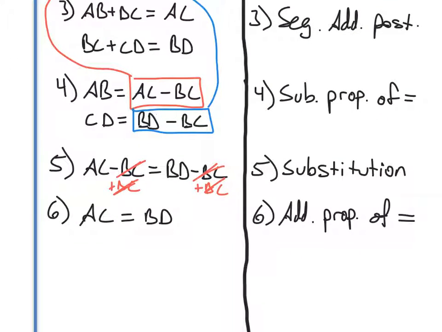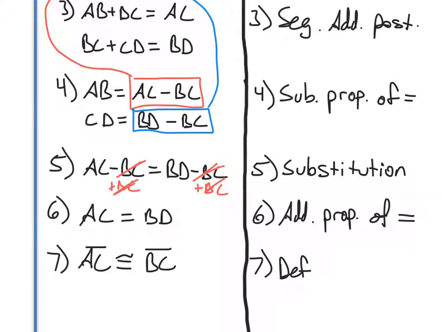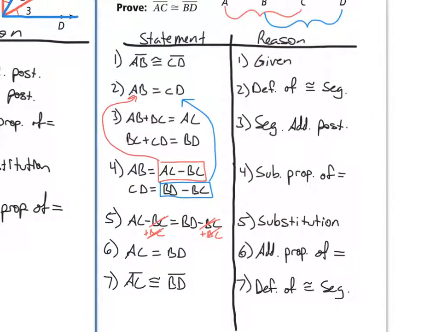Say it again? We need to use the definition of congruent segments. That's exactly it. We've got to use the definition of congruent segments again. We know that line segment AC is now congruent to line segment BD because of our definition of congruent segments. Line segment BD. There we go. And so there is our proof.